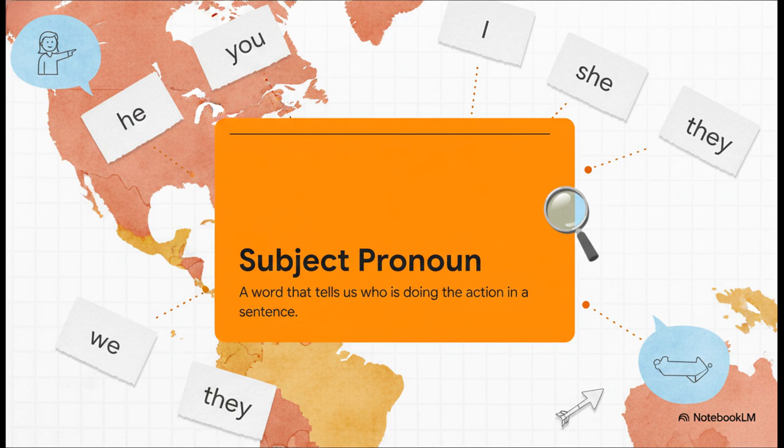But hey, before we start translating anything, let's make sure we're totally crystal clear on the English grammar side of things. So what exactly is a subject pronoun? Really simply, it's just a placeholder word that tells us who is doing the action in a sentence. Instead of repeating a person's name over and over again, we use short little words. In English, these are words like I, you, he, she, we, and they.